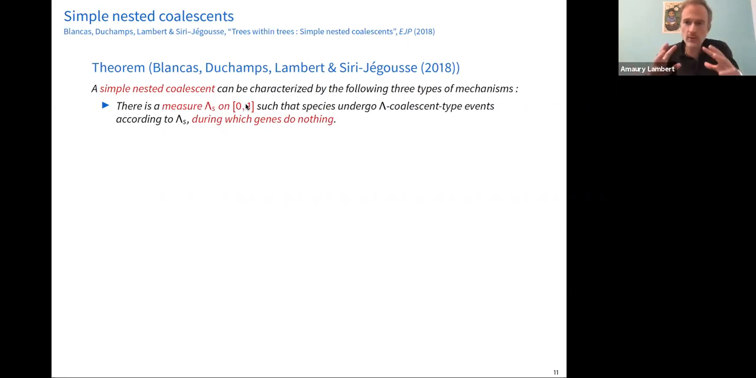So actually all species can coalesce together. For example, with this mechanism, if you draw an atom of lambda which is equal to 1, it means that you paint all species, and so all species coalesce together at the same time.